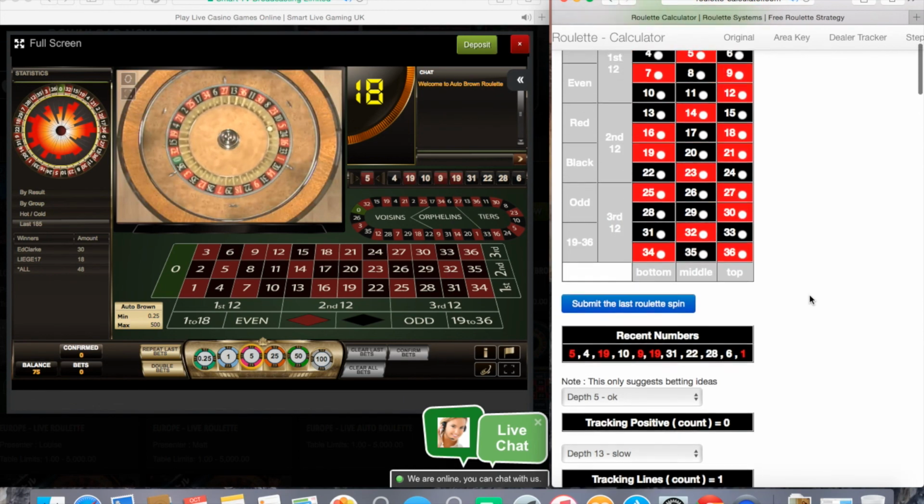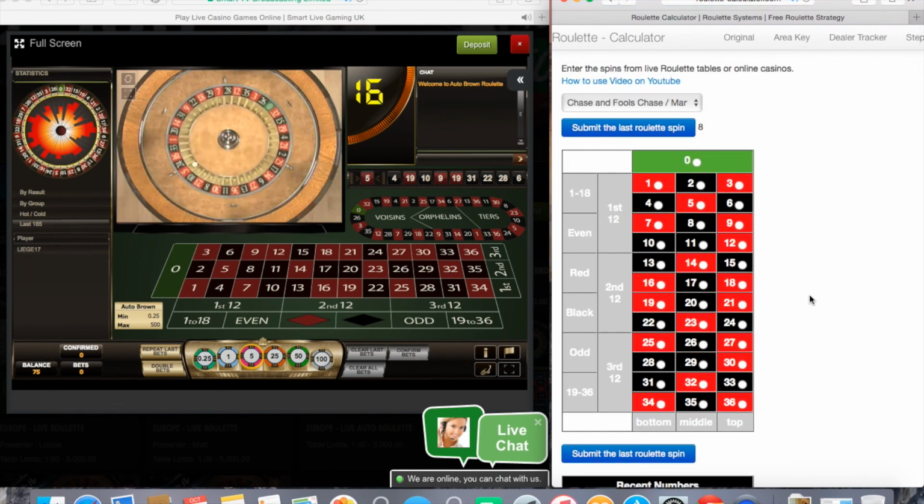Looking at the stats, there's not much on for a moment, so I'm just going to fast forward this. You can see I'm on £70, so I'm going to fast forward it to the next bet. So I'll be back in a mo.